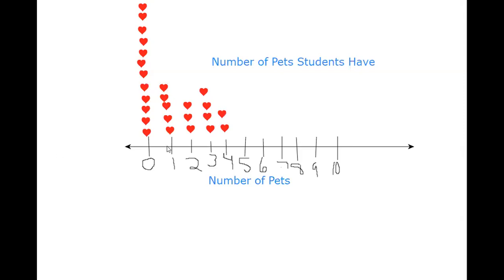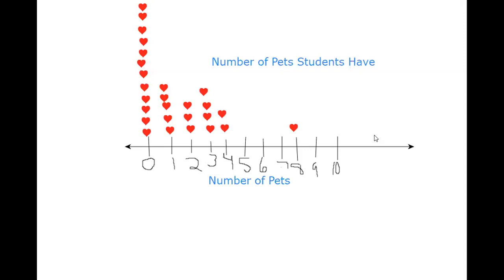Okay. 5 pets is 0, so we leave that alone. 6 pets is 0. 0 people have 6 pets. 7 is 0. 0 people have 7 pets. But then we've got 8, which has 1. So we're going to put 1 right here. There we go. And there's your line plot.